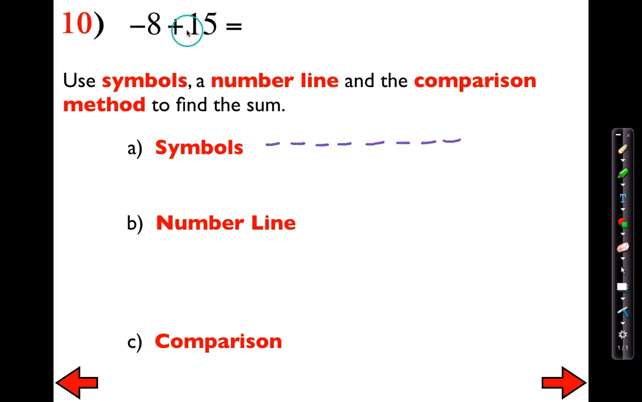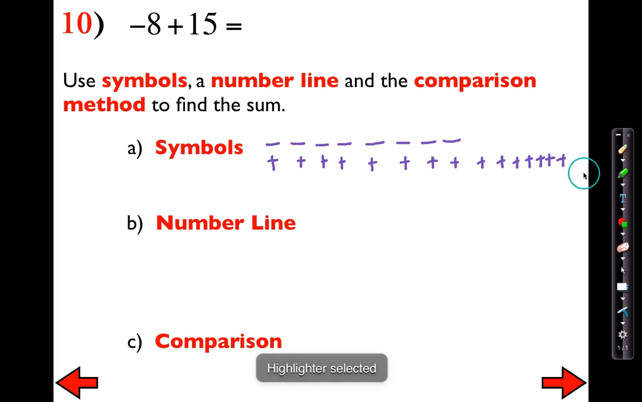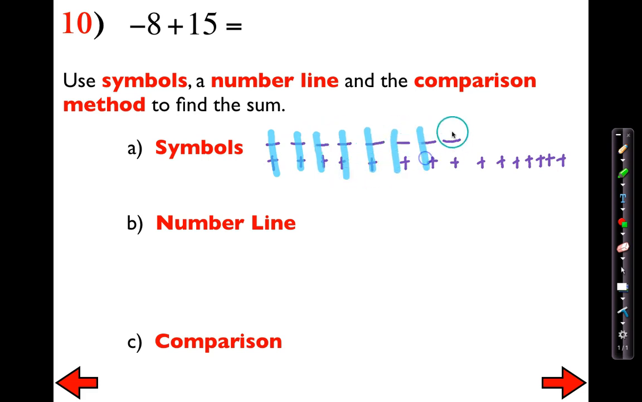Now plus 15, that means there's 15 positives, so I'm going to add 15 positives. 1, 2, 3, 4, 5, 6, 7, 8, 9, 10, 11, 12, 13, 14, 15. At this stage, hopefully you can see that there are some zero pairs. In fact, there's 8 of them, leaving me with only 1, 2, 3, 4, 5, 6, 7 positives, which I would write as a positive 7.